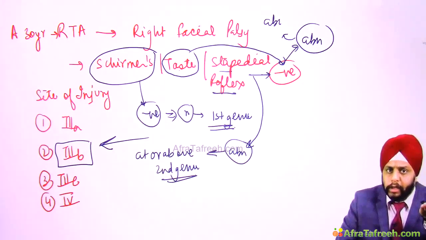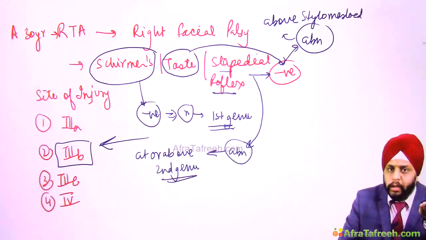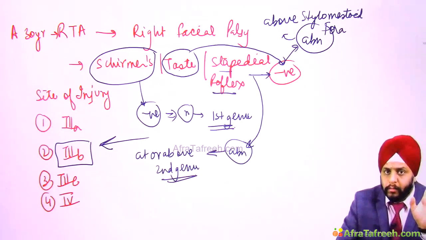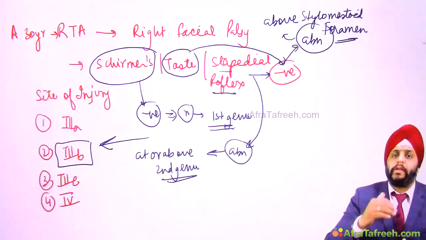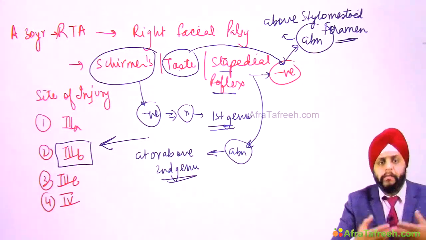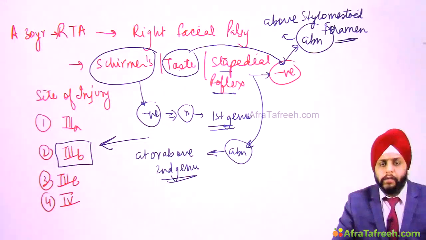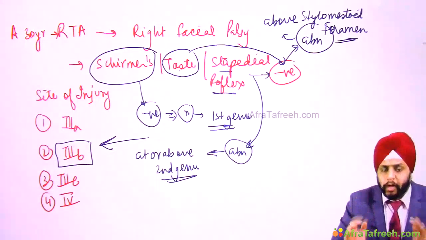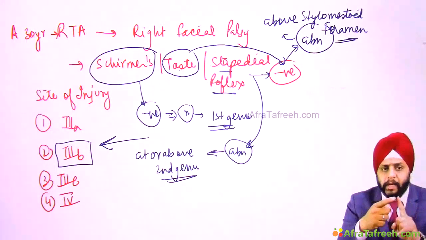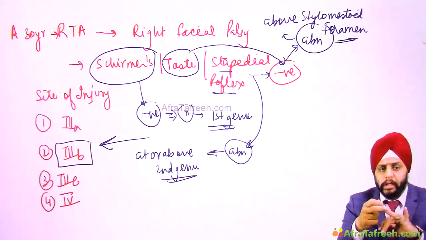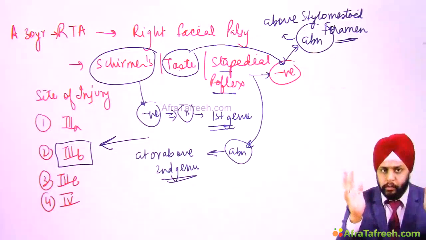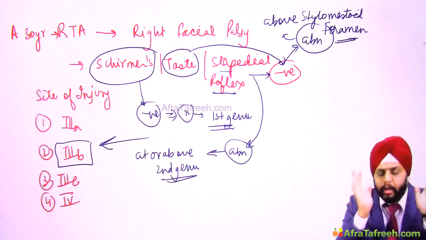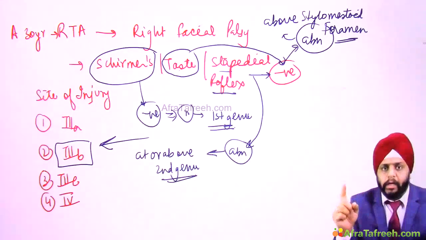Okay, injury has taken place above stylomastoid foramen. It does not say which segment. Don't get confused. It just says it is above the stylomastoid foramen. It can be anywhere in the whole pathway, just above the stylomastoid foramen. That means it can be in segment 1, segment 2, segment 3A, 3B, 3C. Anywhere but above stylomastoid foramen, if we are looking at only the taste test. But we are looking at the remaining tests also.